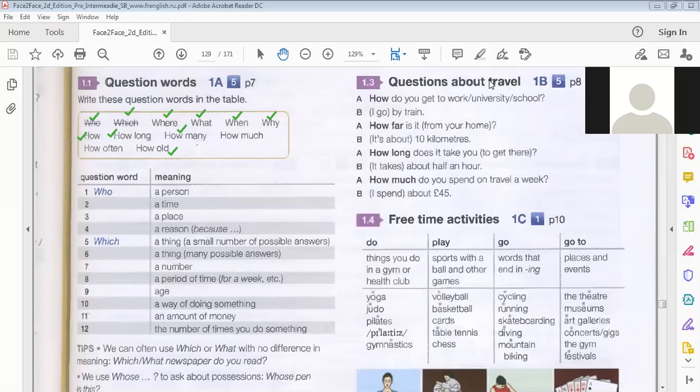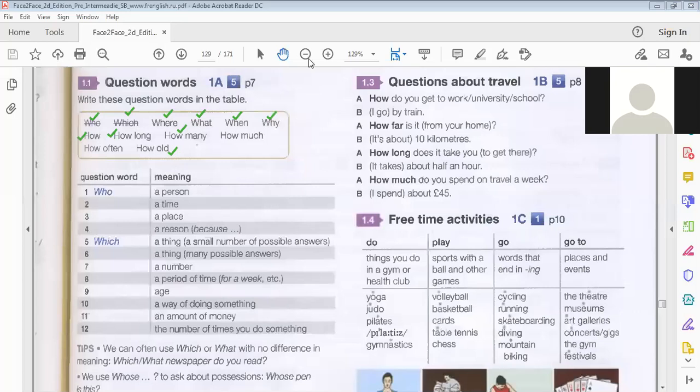Okay, and the last one. Where's the last one? The amount of money. I think this one is easy. The amount of money. How do we ask about money? How much? Correct. And the number of times you do something.